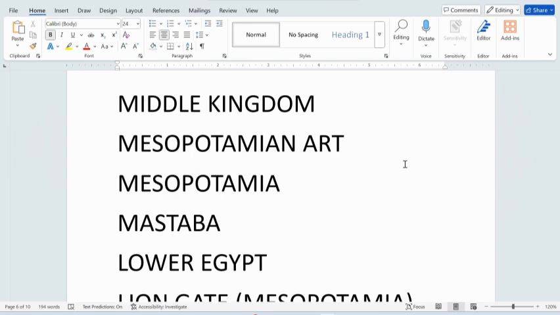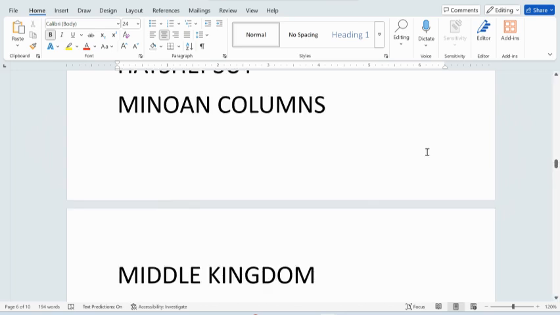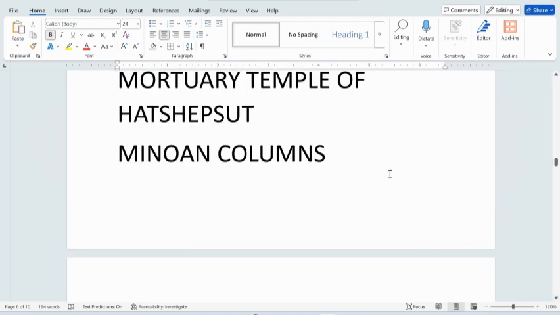The term Middle Kingdom pops up on the test. There was hardly anything we looked at with the Middle Kingdom. It was a blip in our studies. I want you to know the Minoan columns. I pointed out how different the Minoan columns are than everybody else's columns. The mortuary temple of Hatshepsut is on the test.